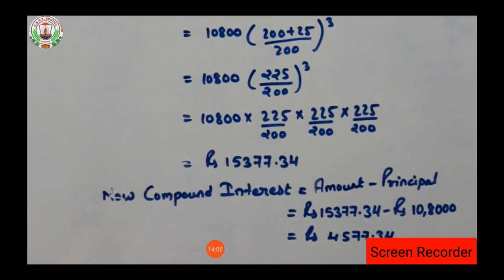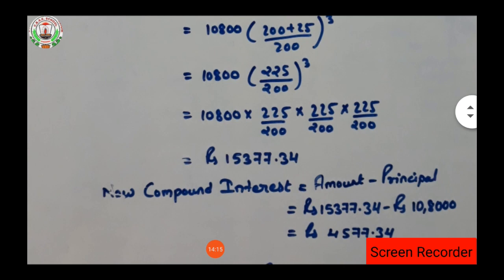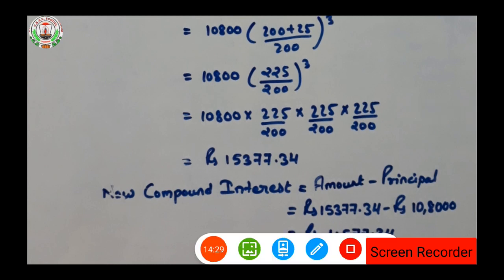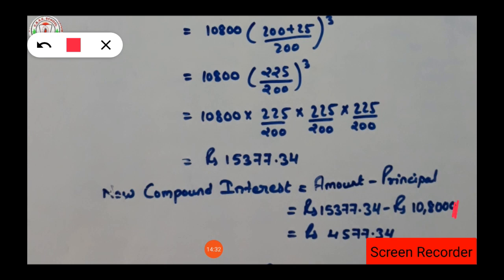Okay. Now what is the formula for compound interest annually? Annually, that means yearly, isn't it? So if it is talking about yearly, that means amount minus principal is equal to, so what is the amount we are having? That we are having as 15,377.34 minus what is the principal we are having? Principal we are having as 10,800. Okay, 10,800. Here one 0 was added by me, so that 0 will not come. So 10,800 will come, not 0.